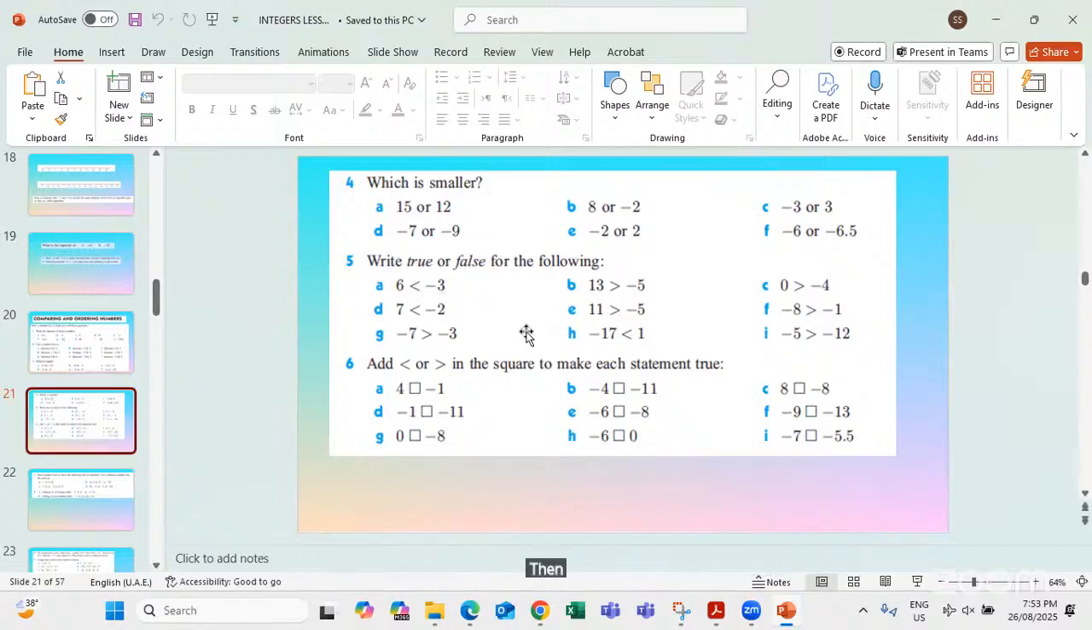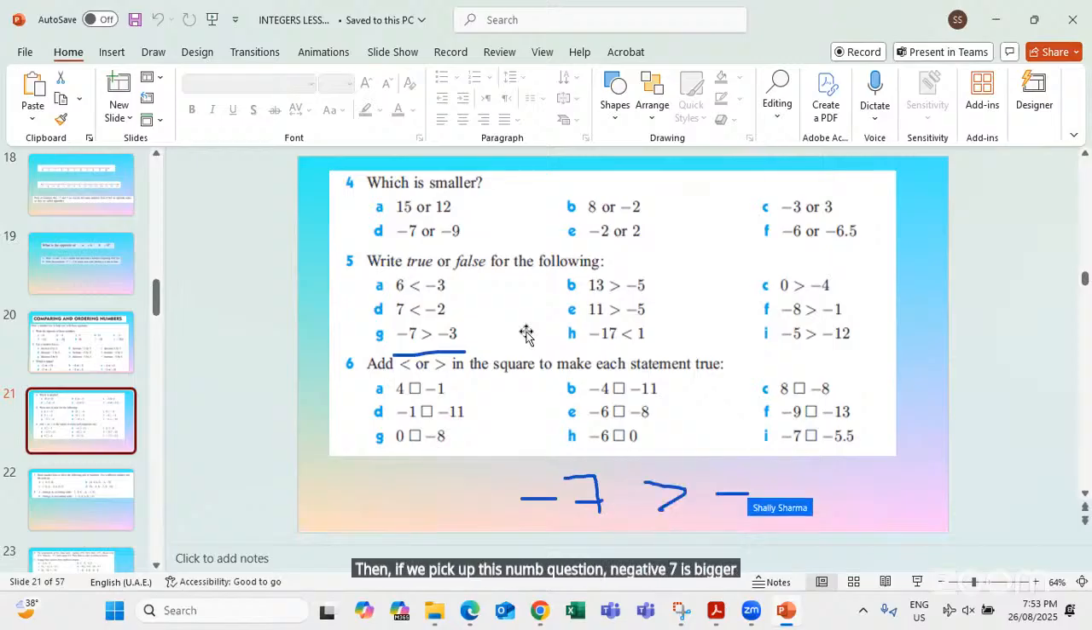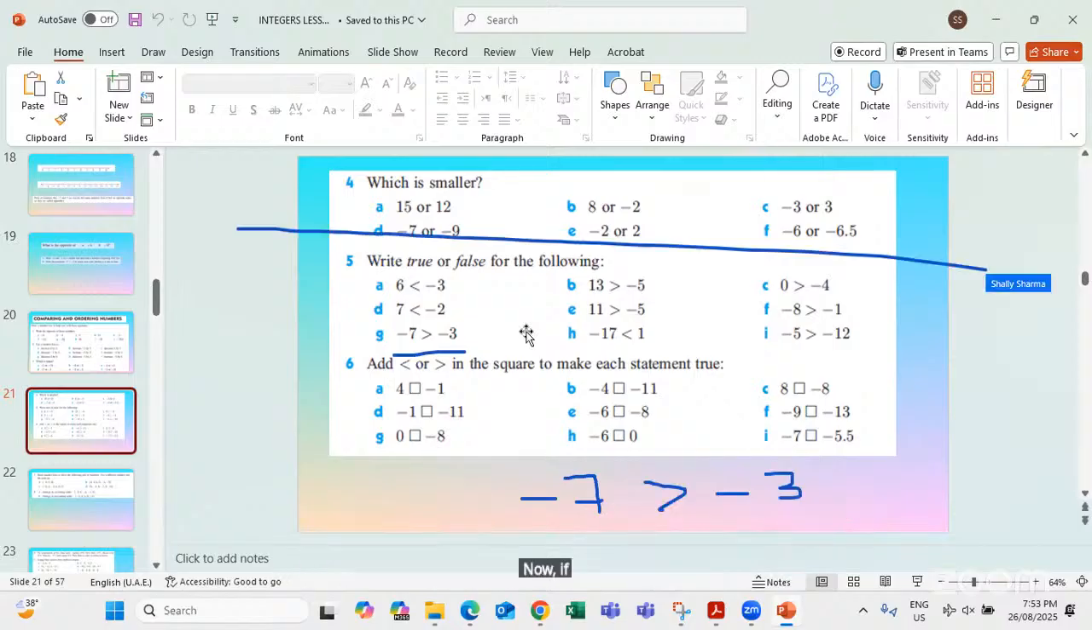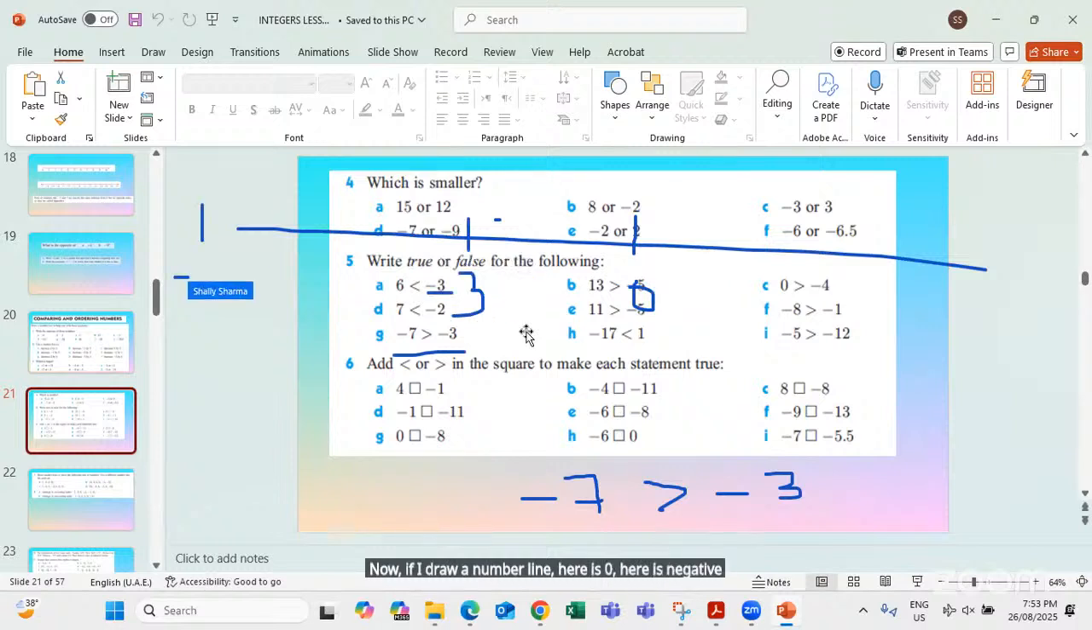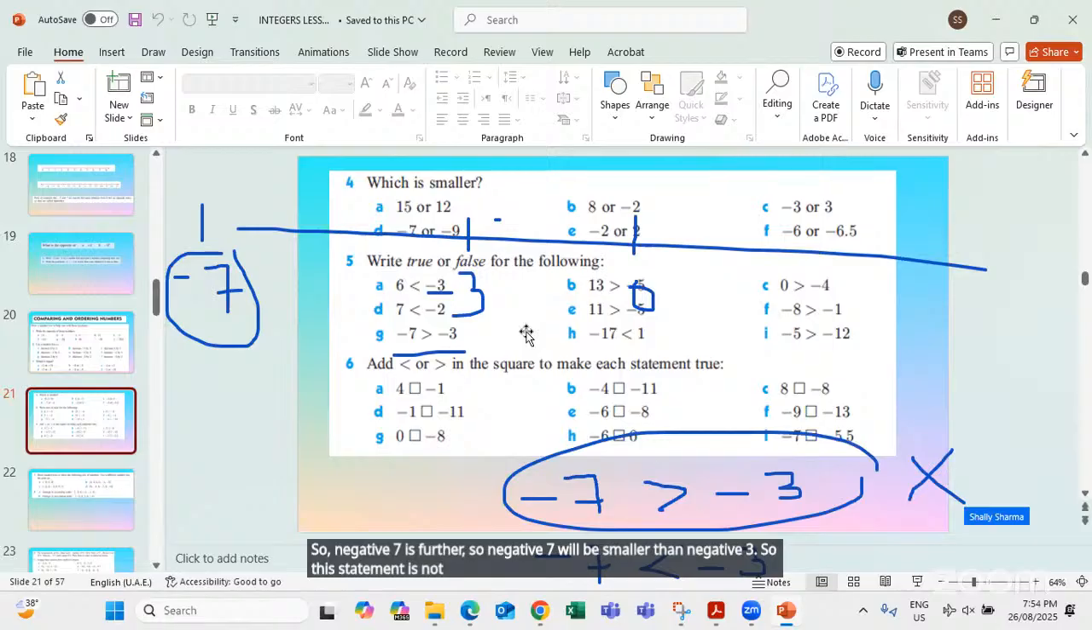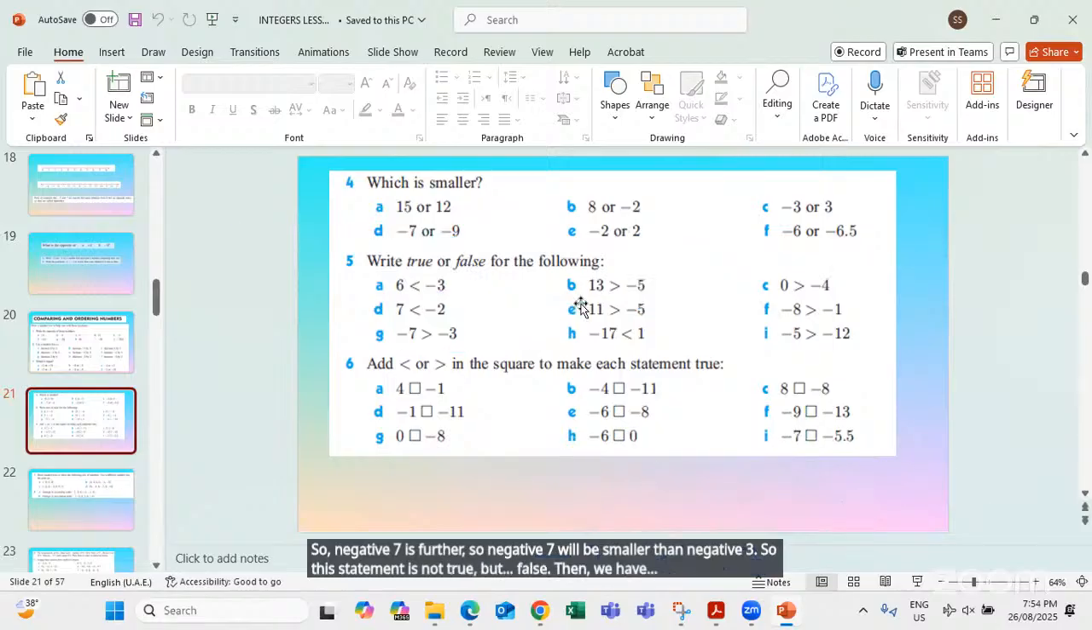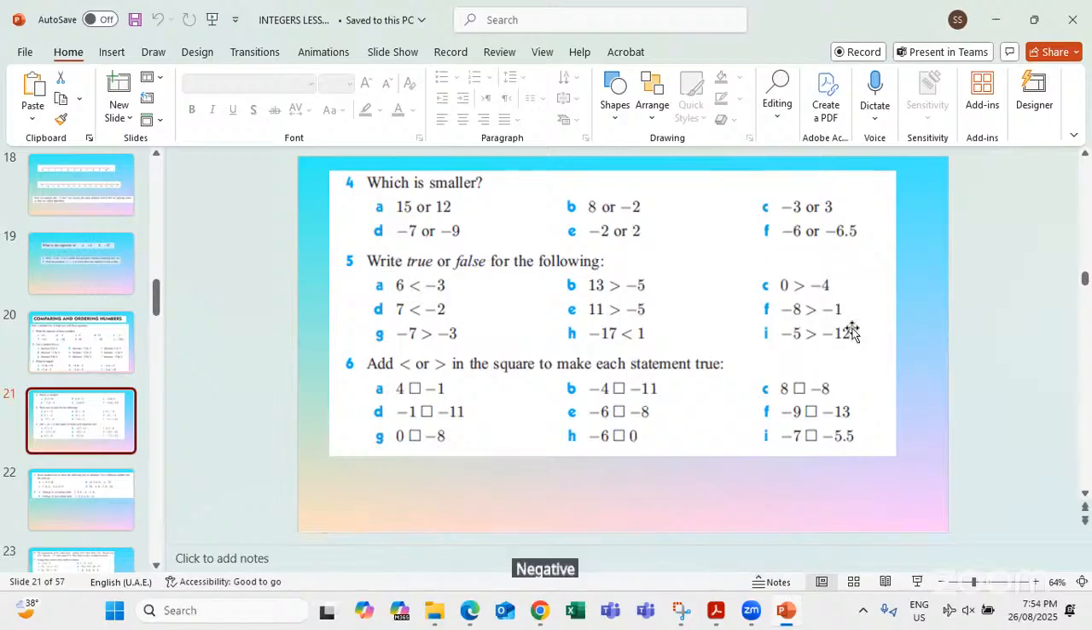Then if we pick up this question, negative 7 is bigger than negative 3. Now if I draw a number line, here is 0, here is negative 3, and somewhere here is negative 7. So negative 7 is further, so negative 7 will be smaller than negative 3. So this statement is not true but false.